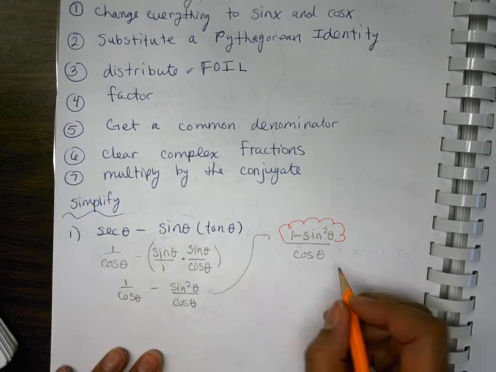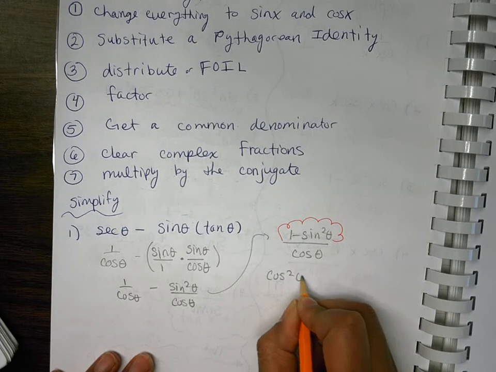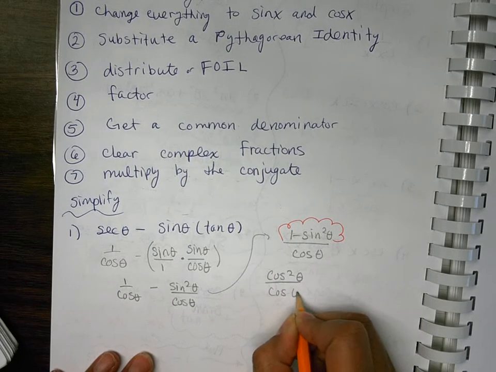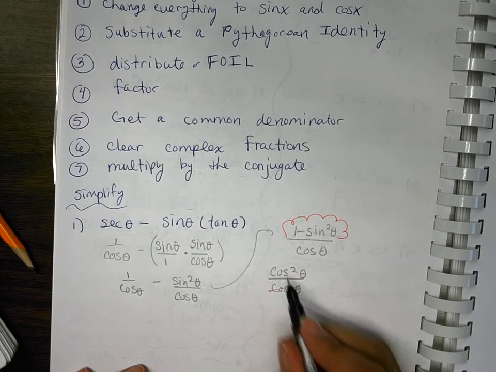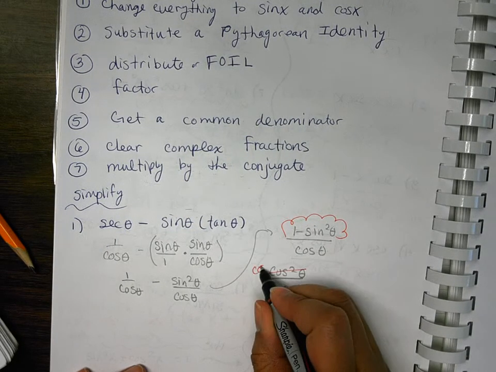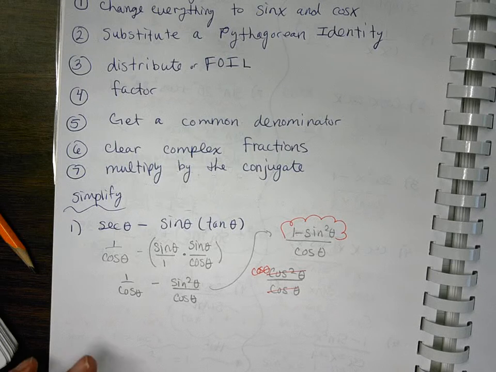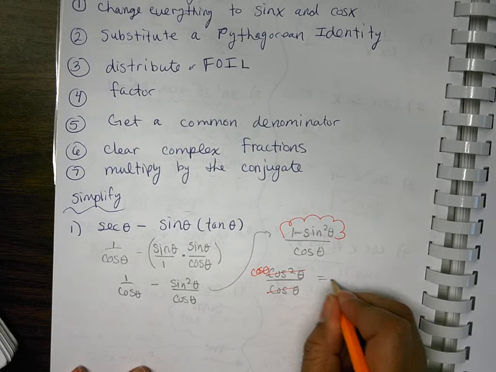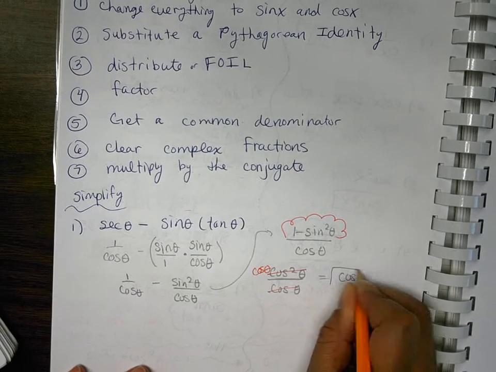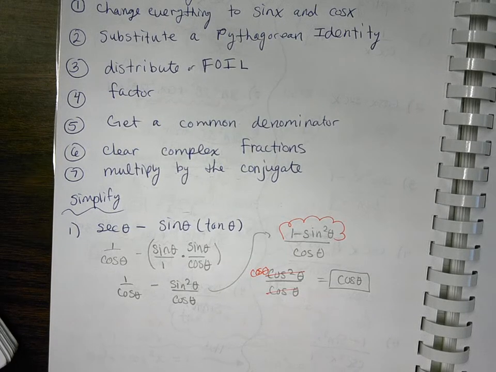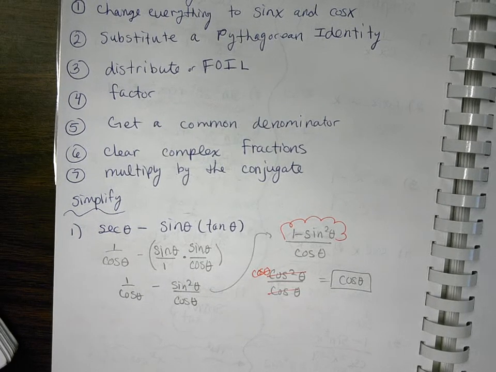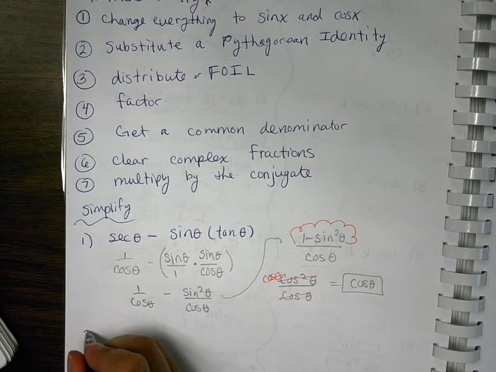Good. So cosine squared theta over cosine theta, does that reduce? Cosine theta is gone and cosine squared becomes cosine theta. What's the final answer? Cosine theta. Boom. Got it? Yes. All right, number 2.